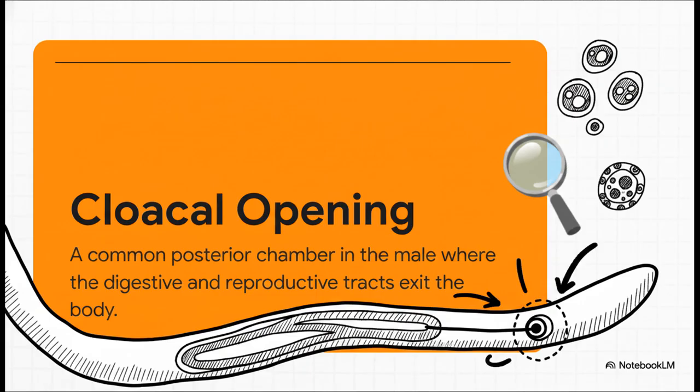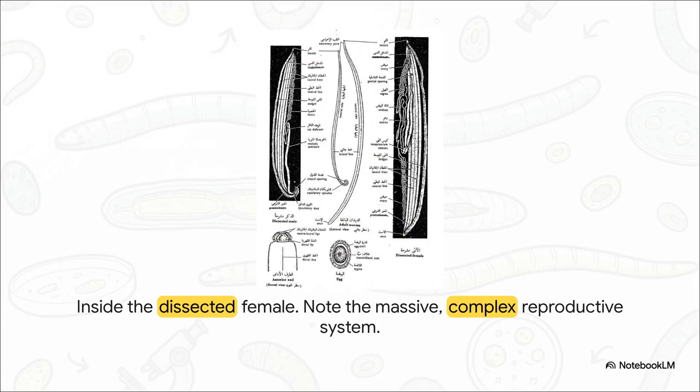It's a single exit, a common opening for both the digestive waste and the reproductive material. You need to remember this because it's a huge difference from what we're about to see in the female. All right, let's shift over to the dissected female.